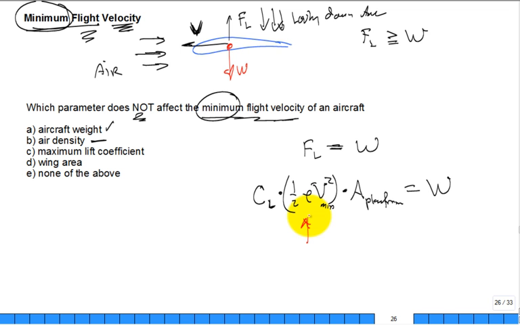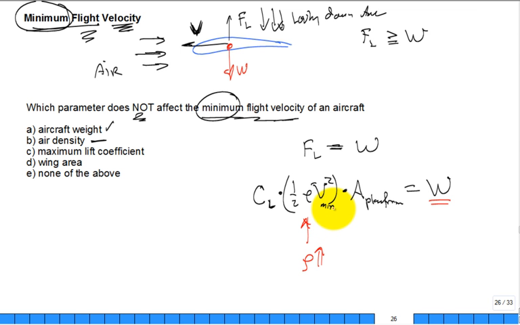Think about it. Would it help if it was dense, if rho was higher? Would it help to have denser air to take off? Yeah, because you want to balance the weight. So V min could be lower.